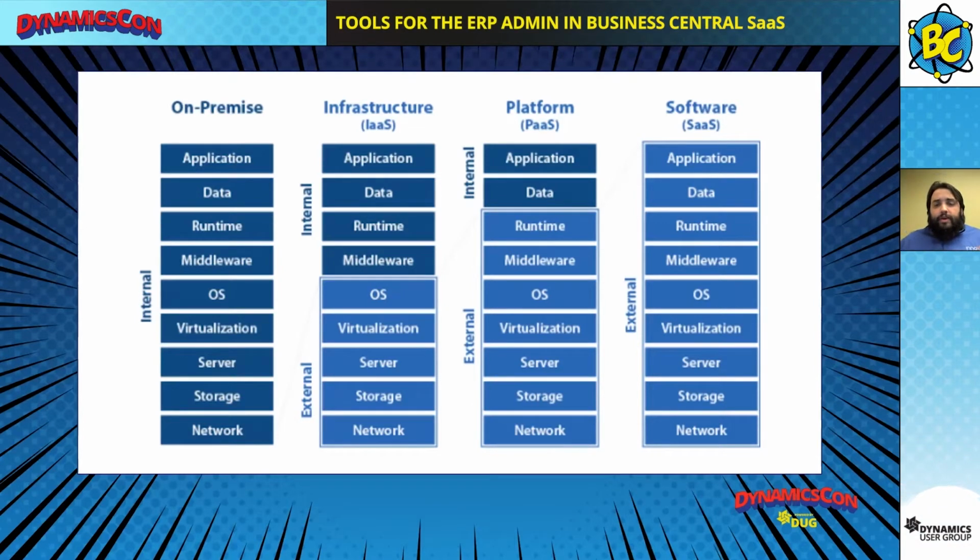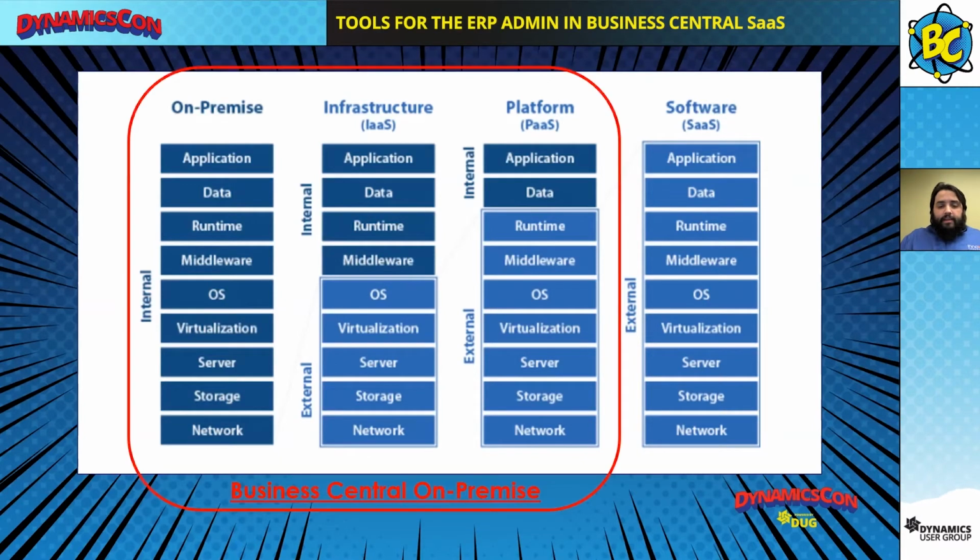And then there's software as a service, where the provider hosts everything from your network all the way up to your application. Now, when talking in the Business Central and NAV mindset, there are two different products. You have your on-premise product, and then you have your SaaS product. The on-premise product still falls within one of these three categories: on-premise, infrastructure as a service, or platform as a service.